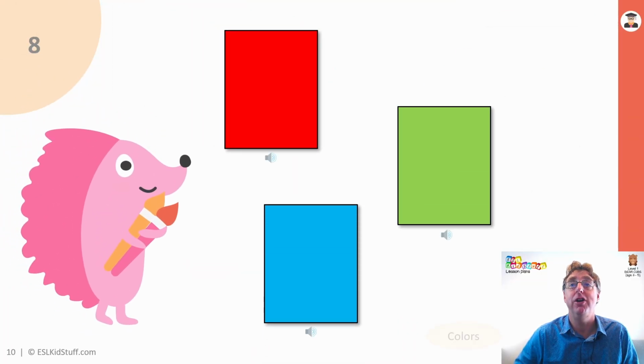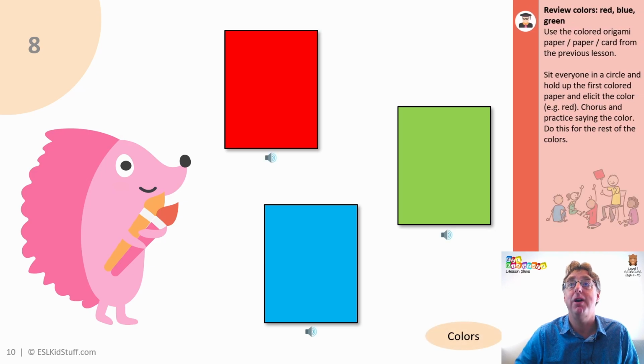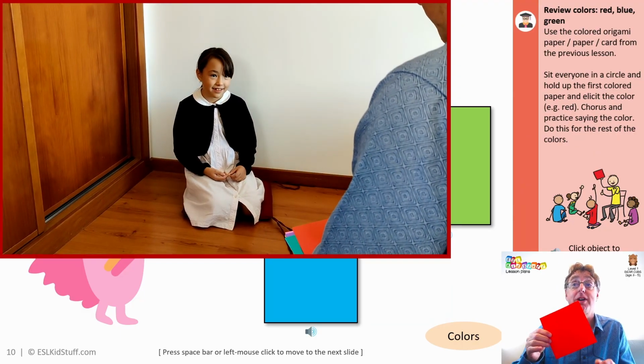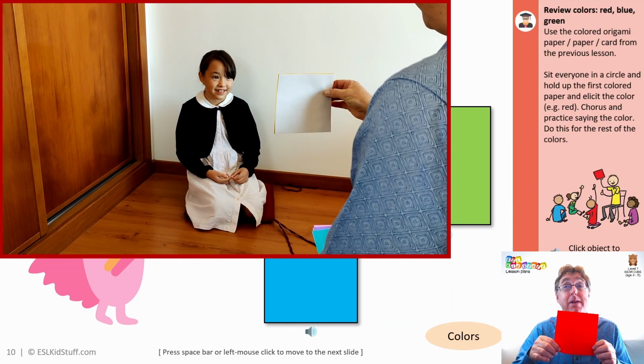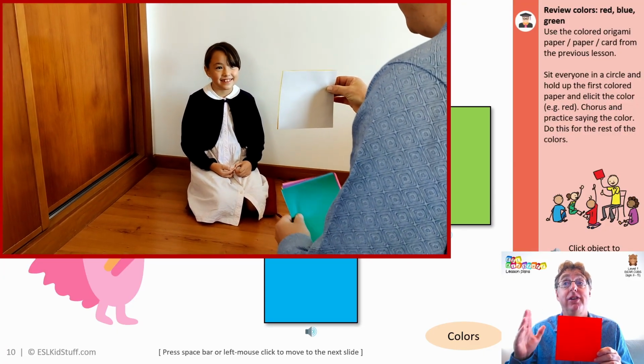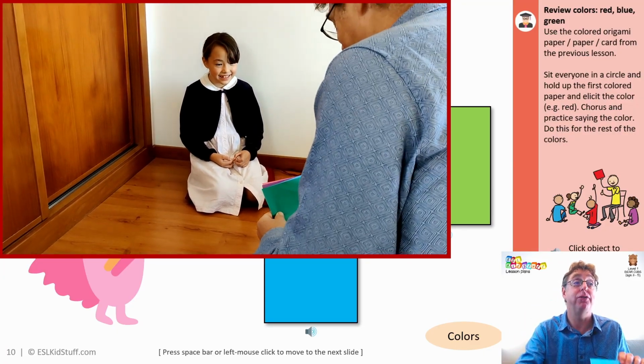Okay, so we're going to now go on to the part where we review what we learnt last lesson. And this is reviewing the three colours, red, blue and green. So you can use your origami or coloured paper from last class. Here are mine. And you'd sit everyone in a circle and hold up the first colour, and we'll see if they can remember. Say, what colour is it? And try and elicit the word red. And then go through the other two colours.